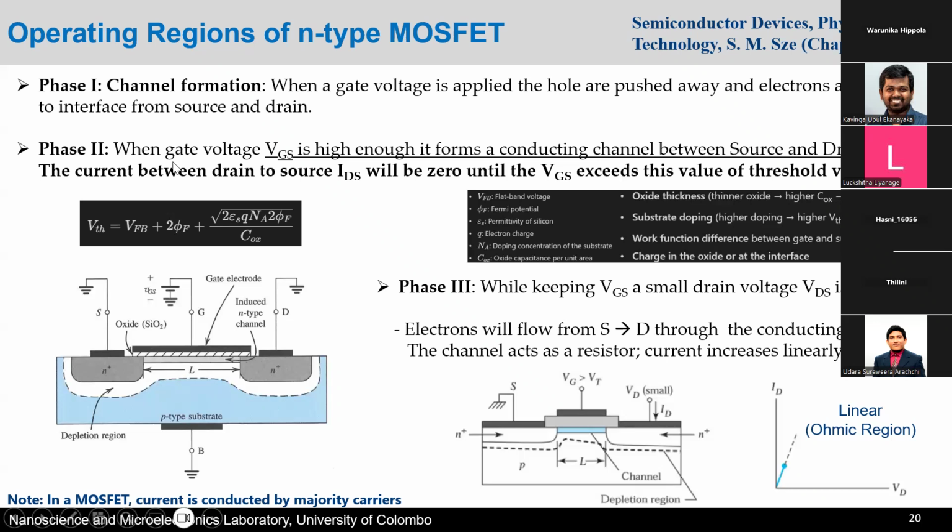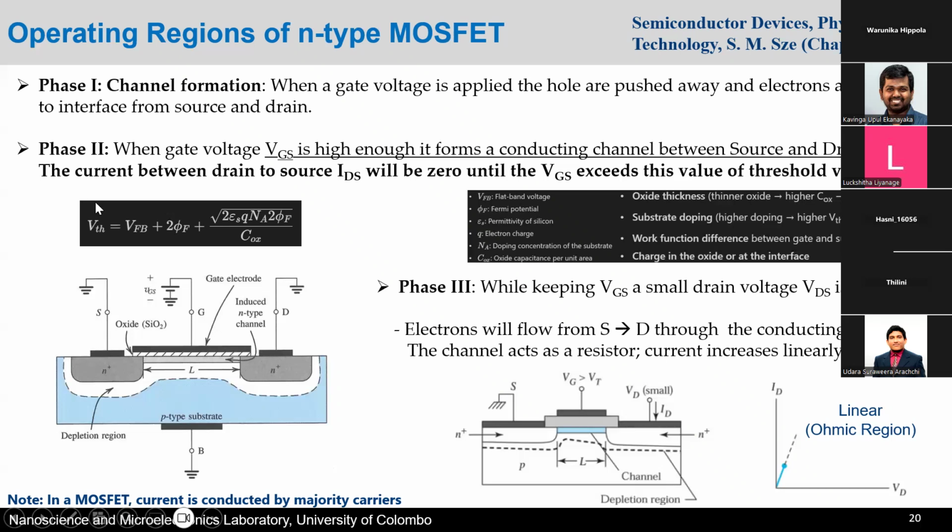In the second phase, when the gate voltage is high enough, it forms a conducting channel between the source and the drain, right? So the current between the source and drain will be zero until the VGS, we call it, right, the gate to source voltage, exceeds this particular value called the threshold voltage. Then it can conduct current between source and drain because it forms a channel, right?